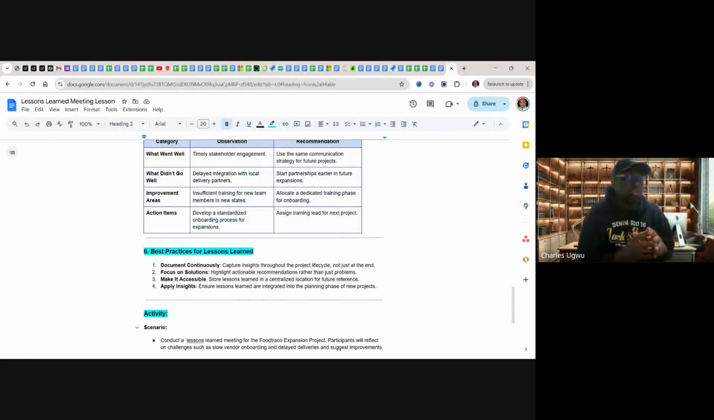So a solution is very important to the project team. It will help them to know how to tailor their own solutions. So not just capturing problems, this didn't go well, this didn't go well. The purpose of noting what didn't go well is to capture a solution for that and make it accessible. Store lessons learned in a centralized location for future reference.